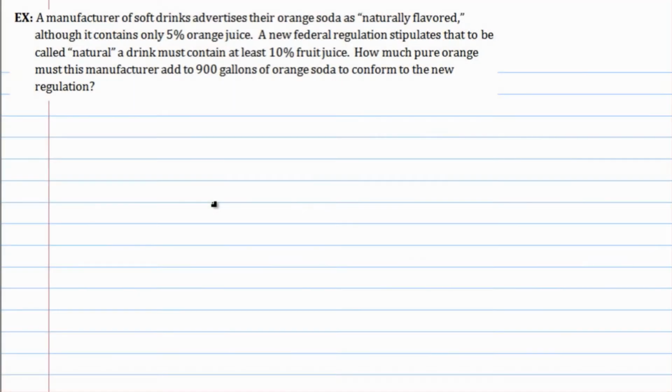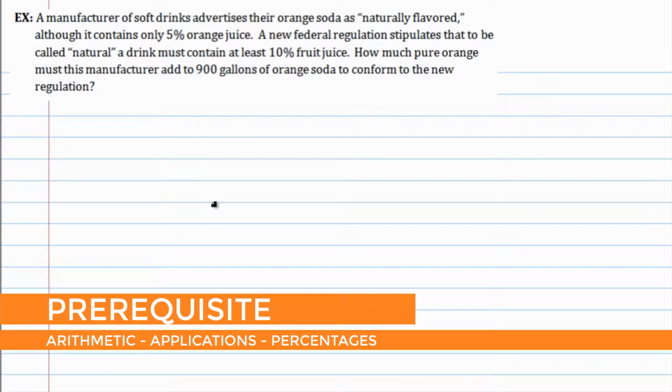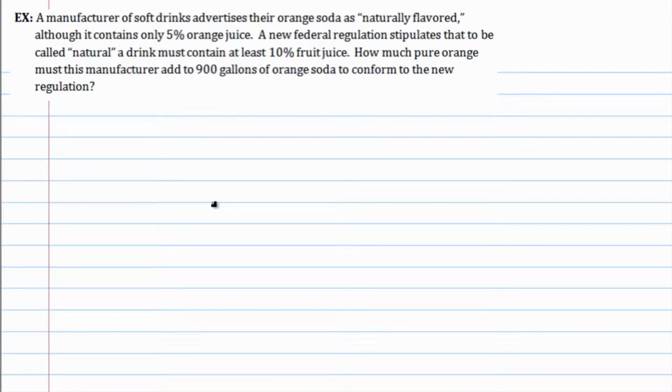As a very final example, we're going to take what I consider to be a mixture problem here. A manufacturer of soft drinks advertises their orange soda as naturally flavored, although it contains only 5% orange juice, and that's pretty often the case. A new federal regulation stipulates that to be called natural, a drink must contain at least 10% fruit juice. Unfortunately, this company has a vat of this 5% orange juice left. So how much pure orange juice must this manufacturer add to their 900 gallons of already mixed orange soda to conform to the new regulation?